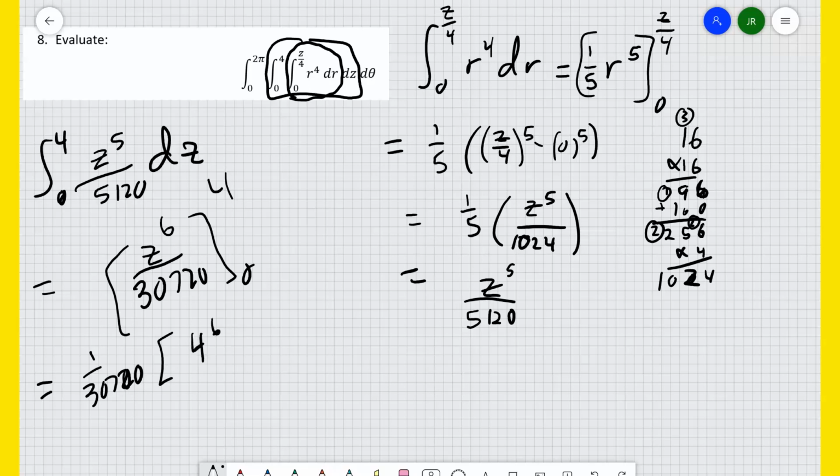To the 6th minus 0 to the 6th. Okay, so 4 to the 6th. I bet there's some canceling that could be done here. Let's see what happens.